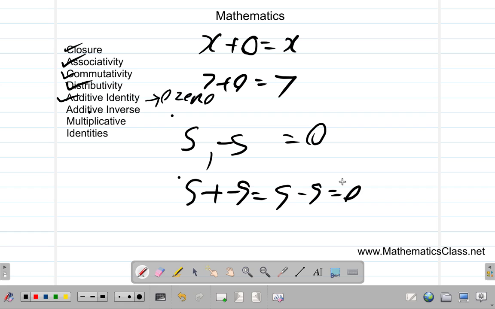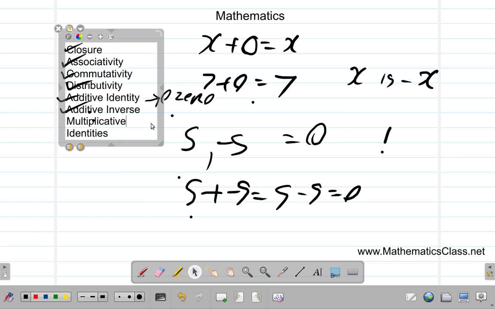So now, the thing is this. The additive inverse of any number x is negative x. The additive inverse is what you add to it to give you 0. Alright? So that's the additive inverse. Just discussed those things. Now, the multiplicative identity.